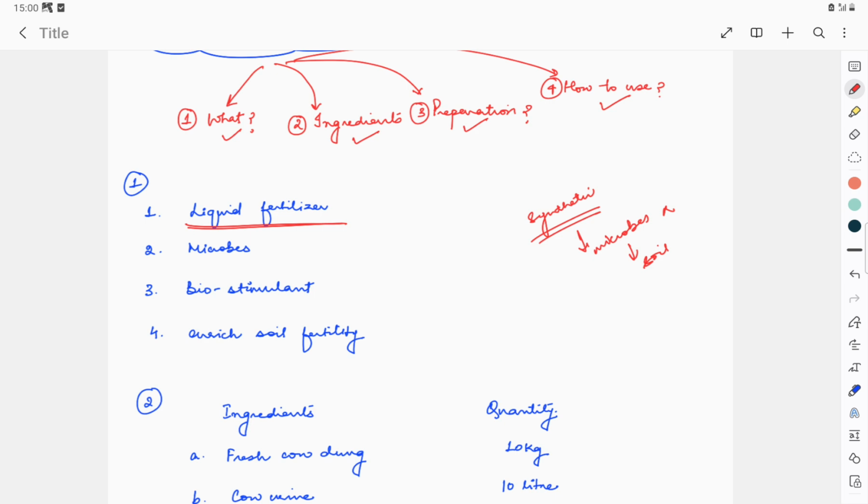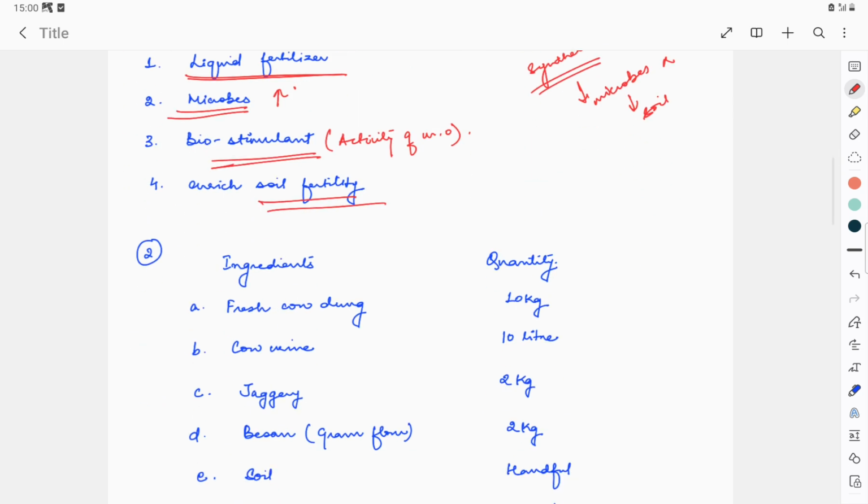Now the aim of Jeevamrit is to increase these microbes, so that our production will be good, our yield will be good. So Jeevamrit basically will act as a biostimulant that is going to promote the activity of microorganisms. It is going to enrich the soil fertility. At the end, it is going to increase the soil fertility, the yield, the production that we need.